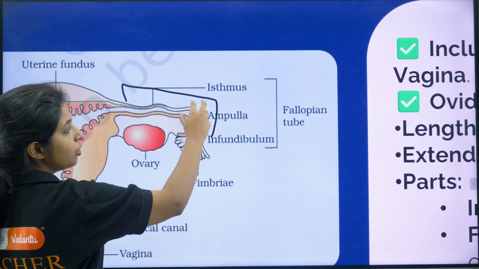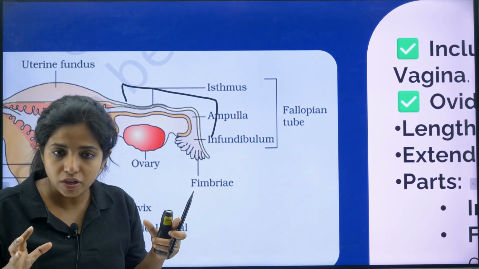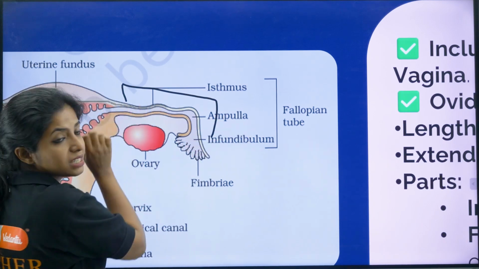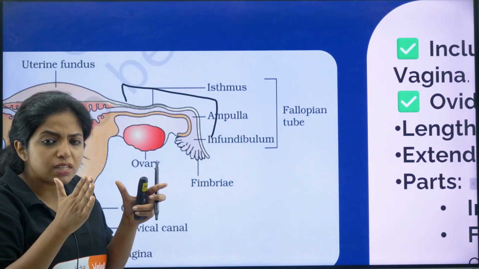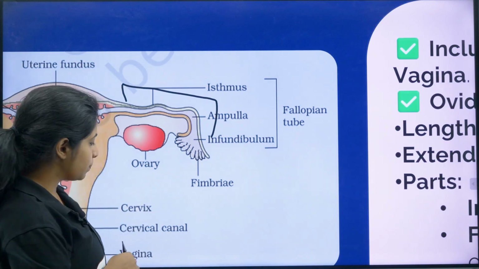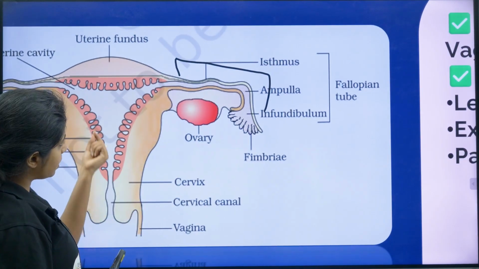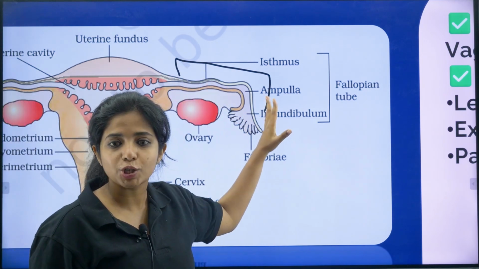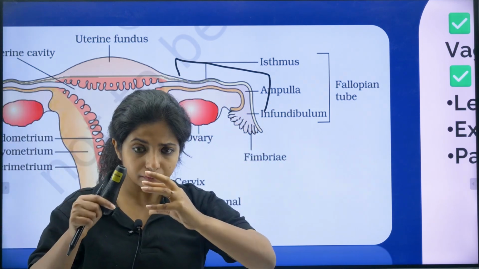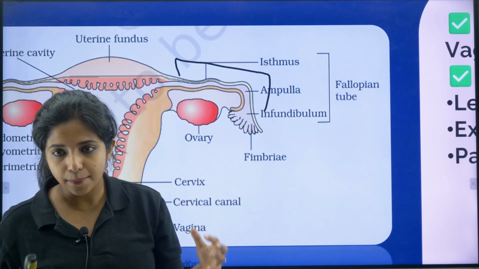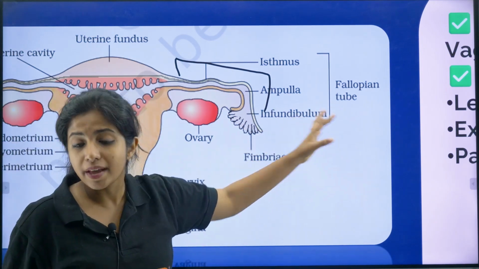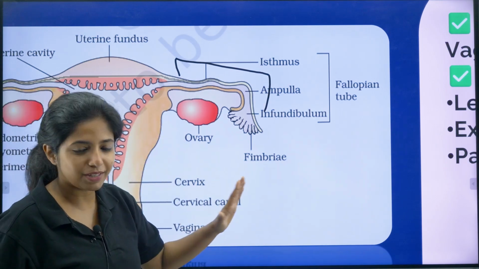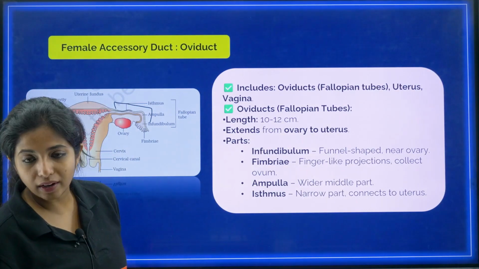Now if you go ahead, you have the ampulla. Ampulla is a broader region, and then after the ampulla you have the isthmus, which is a narrower region. Now I'll tell you one more thing. The sperm will be coming from here, and it has to reach the ampulla, because the ampulla is the place where fertilization is going to happen, where they are going to meet. This whole structure is known as the fallopian tube, and the length is around 10 to 12 centimeter.